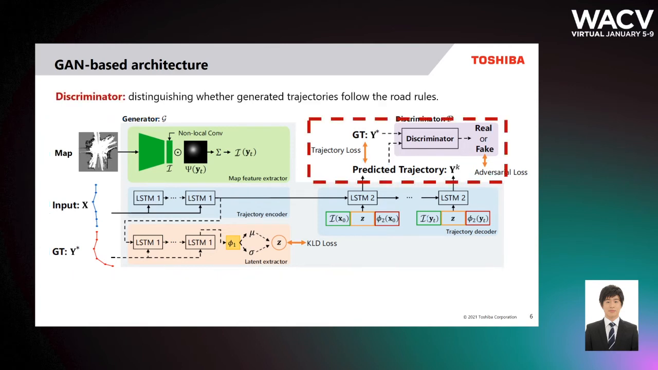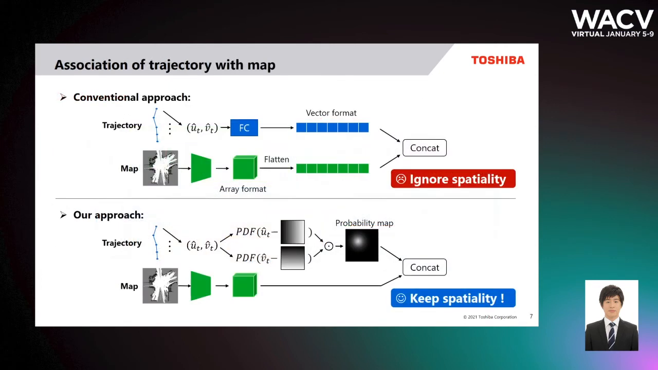Next, the discrimination module distinguishes whether a generated trajectory follows road rules or not. In our discrimination module, we introduce a function which can keep the spatiality of the trajectory and the map. In the conventional method, the map features by CNN were flattened and concatenated with the trajectory feature because the representation formats of them are different. However, this approach ignores spatiality.